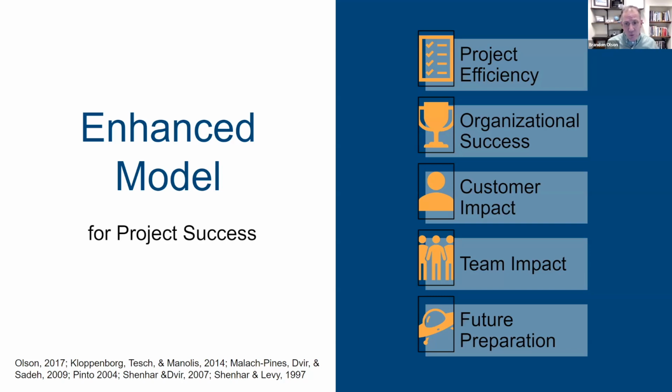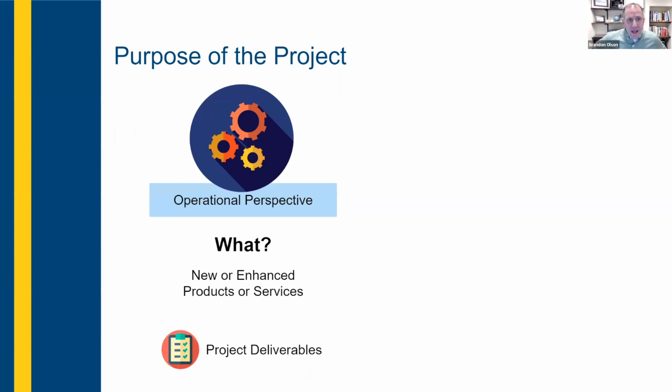So these are the more holistic perspectives of project success. It's not just that operational scope, schedule, budget, but all these other impacts that a project has on the organization. Taking a look at the purpose of the project, the operational perspective is what we're producing. This is going to be the newer, enhanced products and services, so it's really focused on the product deliverables. What are we producing? While that's still important, it's not the entire picture.